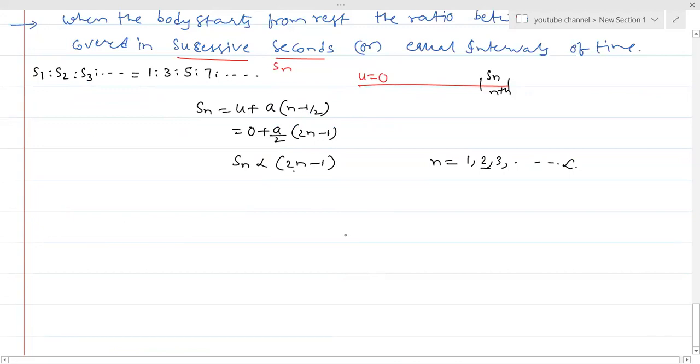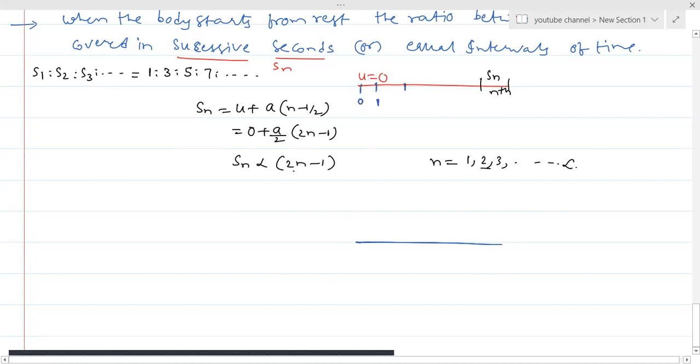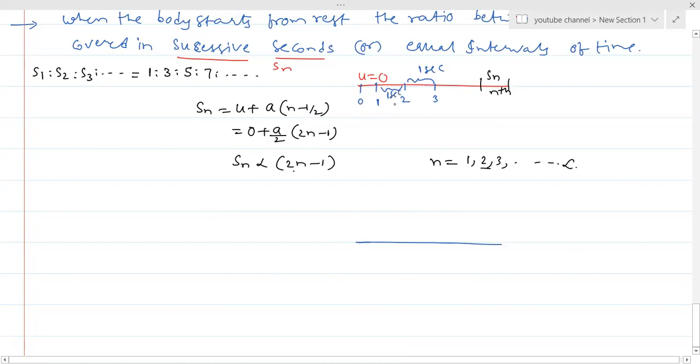And also we need to understand that the same logic is also applicable for equal intervals of time. Because here we are focusing on a duration of a second. For example, this is the 0 second, this is the first second, this is the second, and this is the third. So that means you are observing a duration of 1 second. So this is the ratio between the distances covered in successive seconds, which is also equal to the ratio between the distances covered in equal intervals of time.